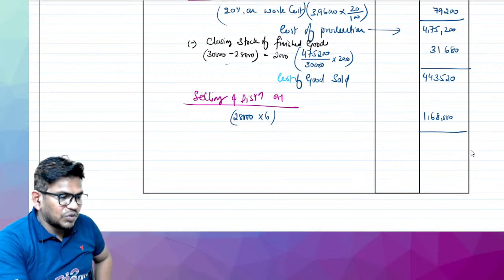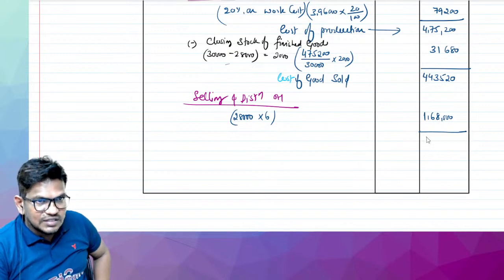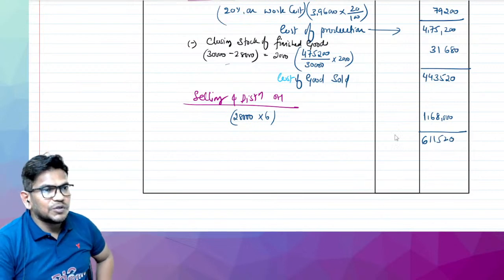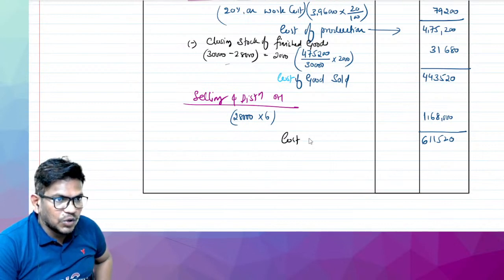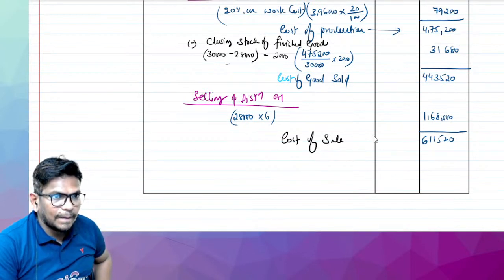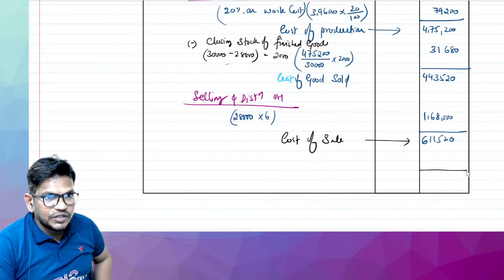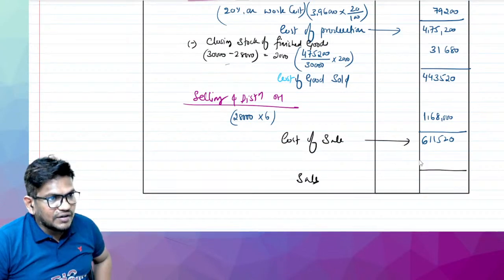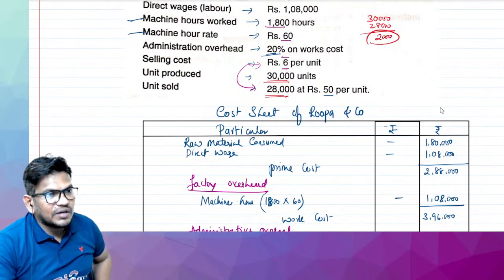4,43,520 plus 1,68,000, 6,11,520. ठीक है बच्चों, so this is your cost of sales. ठीक है, cost of sales. सो बच्चों here we have sales. Sales they given, right? 50 per unit. How much?